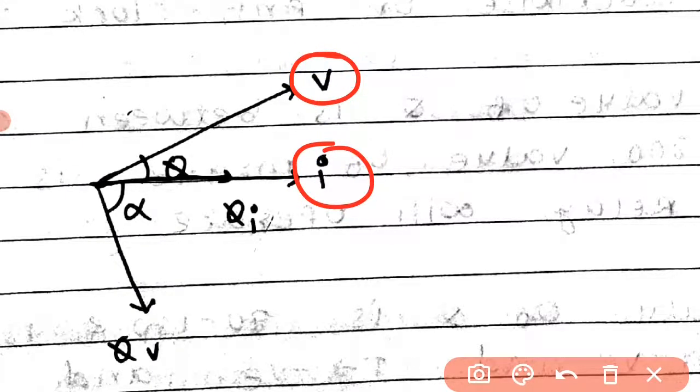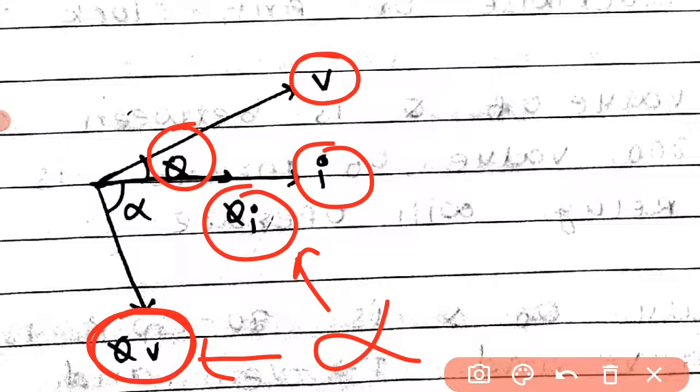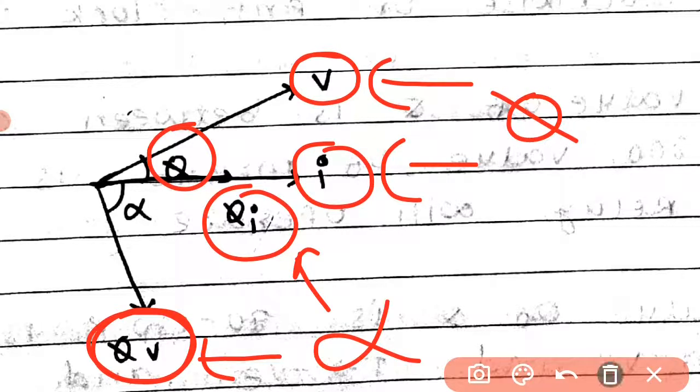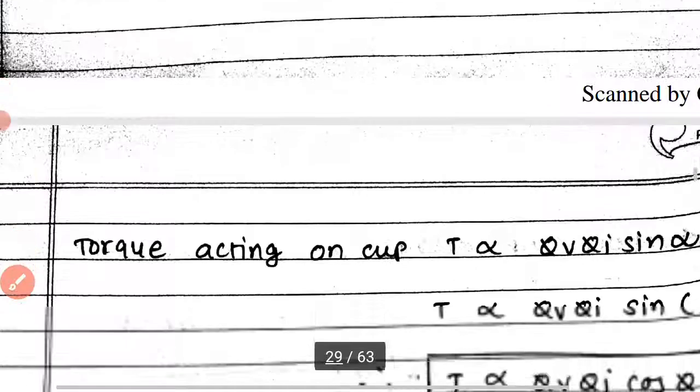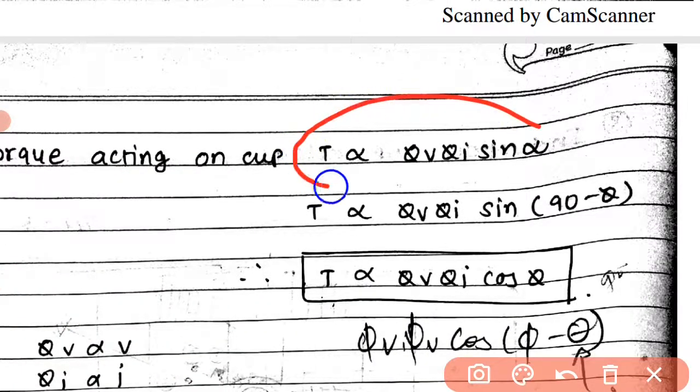The angle between voltage and current is phi. The flux created by the current is in the same direction as the current, and the voltage flux created in the PT is 90 degrees to it. The angle between phi I and phi V is alpha, and the angle between voltage and current is phi. Here we are going to calculate the torque developed in the induction cup relay. This is the equation of torque, where torque is directly proportional to three parameters: phi V, phi I and sin alpha. Phi V is the flux developed by the PT, phi I is the flux developed by the CT, and alpha is the angle between the two fluxes.